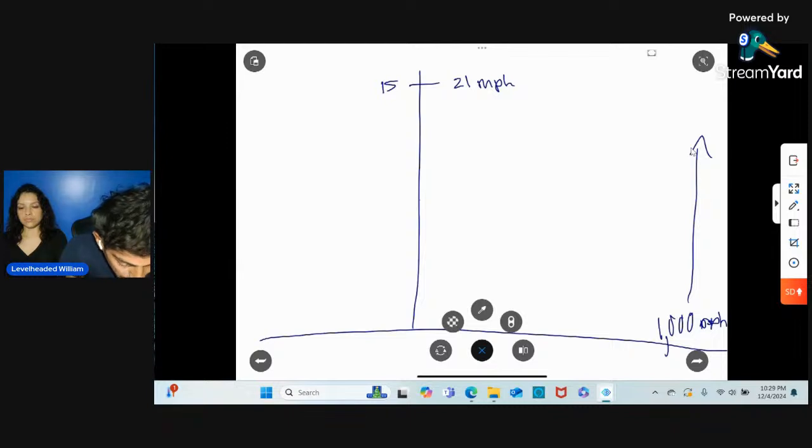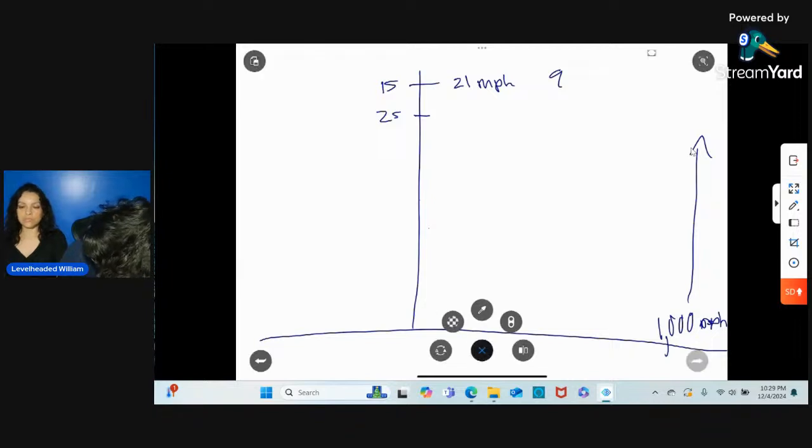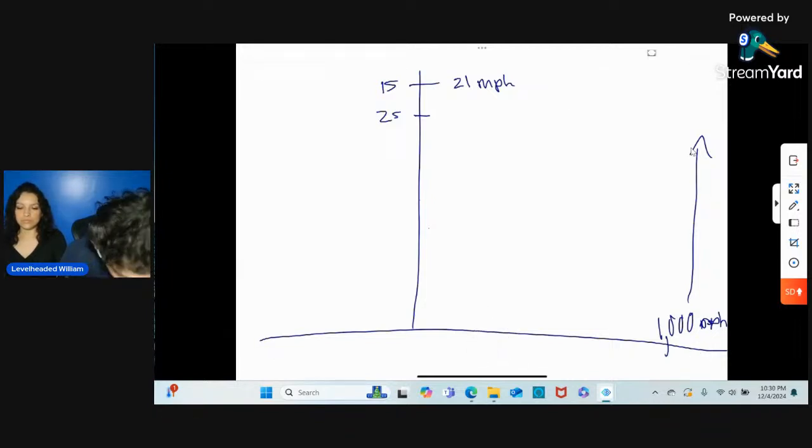So in the second second, it doesn't reset from the 1,000 miles an hour. So the difference in speed, how much is it? It'll be 900. So yeah, the difference in speed between the free falling object in the first second and the Earth is 21 miles an hour.